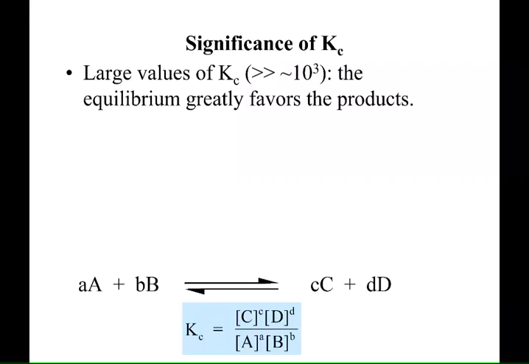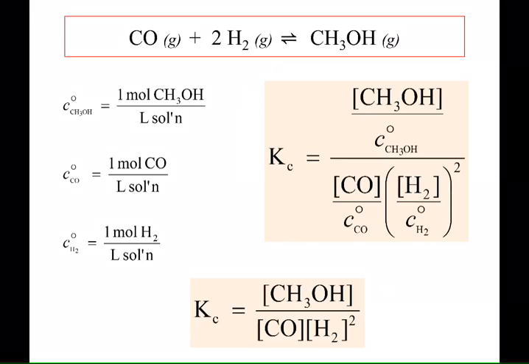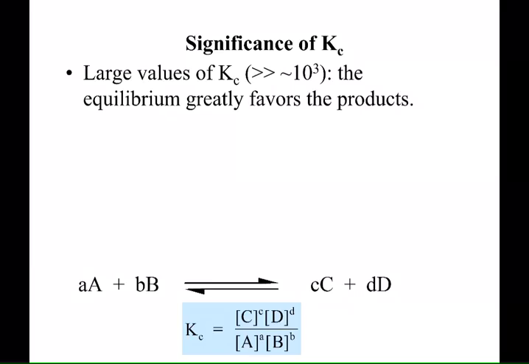All right. But if we go back to here, I guess this is our first look at, well, I guess that's not a very good example. We're going to have a better one coming up. Okay. So your Kc is a relationship of your products in the top, reactants in the bottom. Products over reactants, all raised to their stoichiometric coefficients.